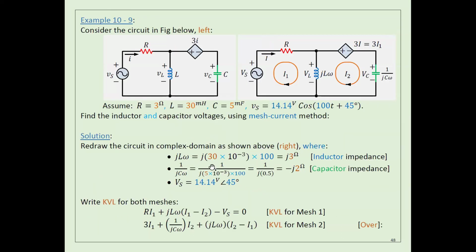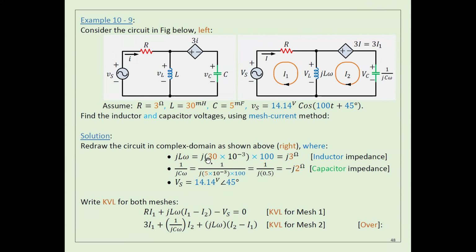First of all, you need to convert from the time domain to the complex domain, which is very easy. If you have this one in the time domain, then in the complex domain the angle is 45, as you see here. If you want to get the impedance here, it's J omega L. For the capacitor, the impedance is 1 over J omega C, which is here. And then I will apply Kirchhoff voltage law twice, exactly the same thing as we did before, starting here.